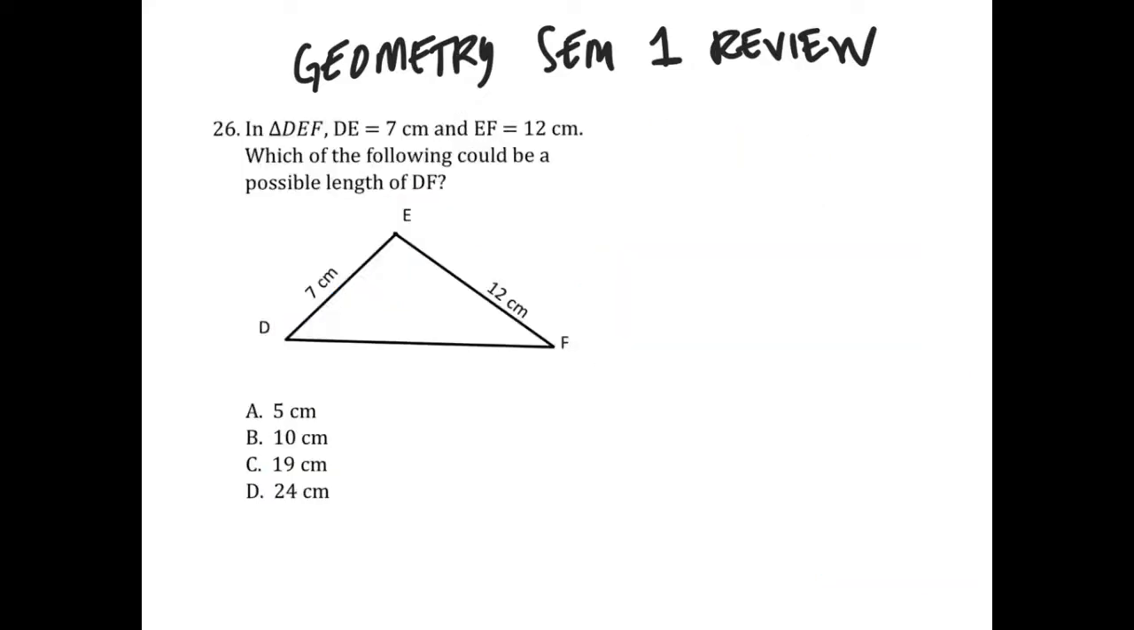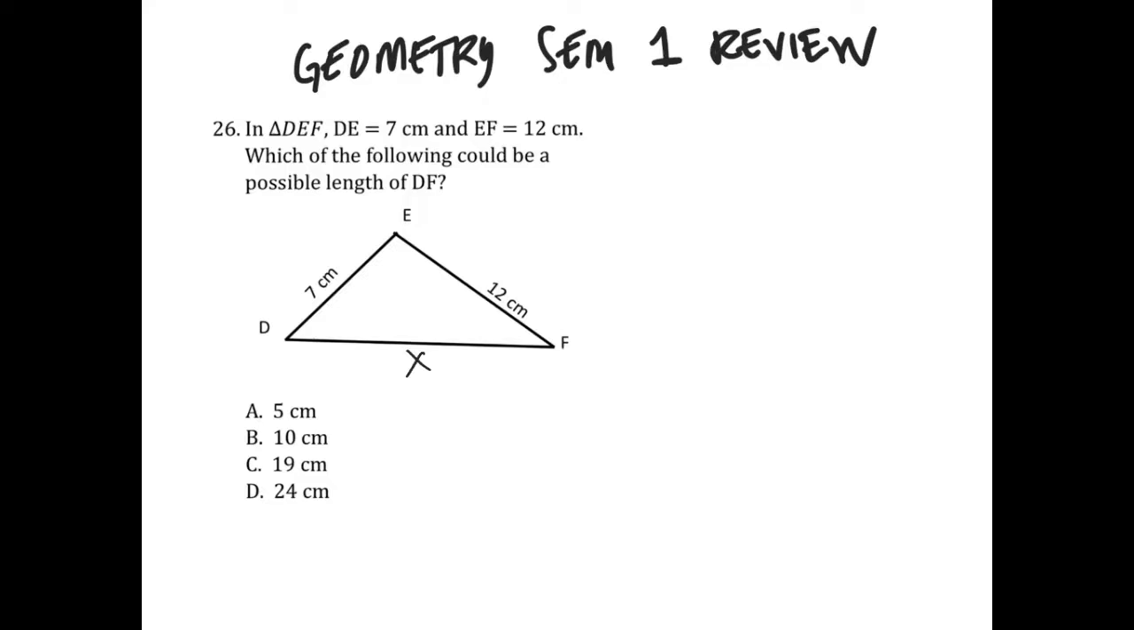Right. On number 26, I think this is a messed up, oh no, this is a good question. It says that DE is 7. It says that EF is 12. What could be the missing length of DF? So I'll put an X here for DF.